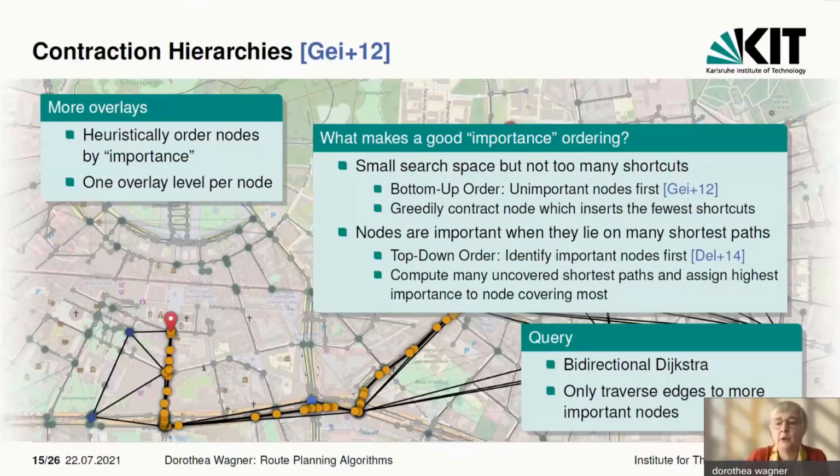So one could somehow try to compute in a pre-processing nodes that are more important than others. So compute many uncovered shortest paths and assign highest importance to the node covering most of those. This is somehow the approach that was used in the original contraction hierarchy papers.